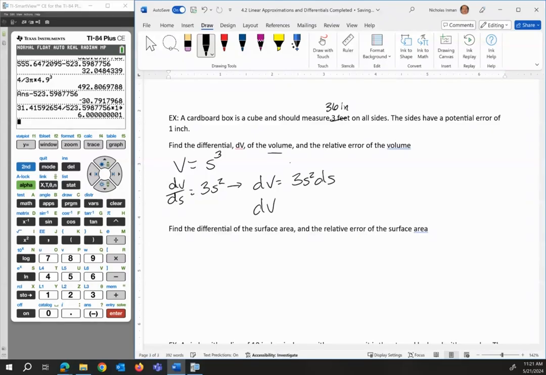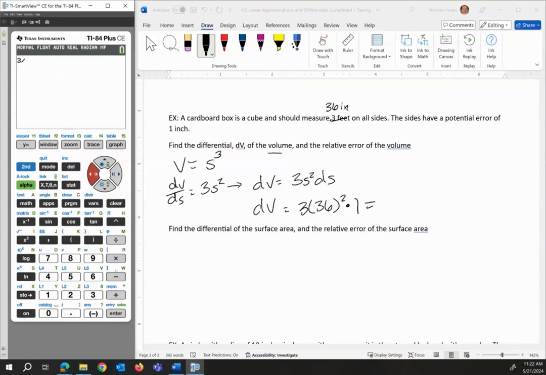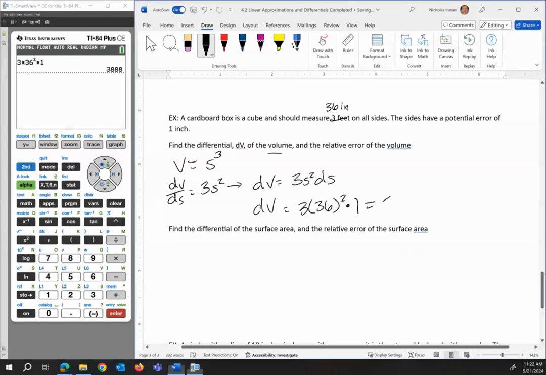All right, we think that we have a side length of 36 inches, but we might be off. Our ds is an error of 1 inch. So our ds is 1. So our differential, our dV, is 3,888 inches cubed. That is a huge potential differential, right? But what's that in relative terms, right?